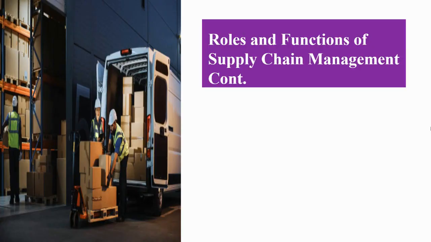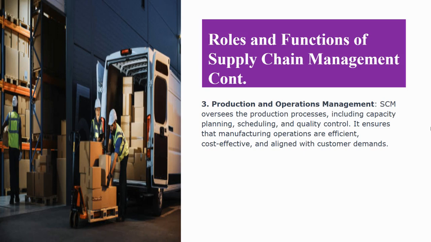Okay. Then number 3, production and operations management. Now we have enough in stock. We have done procurement and supply management. We need to now produce and operate. In production and operations management, supply chain management will look at production processes. What are the processes involved in production?